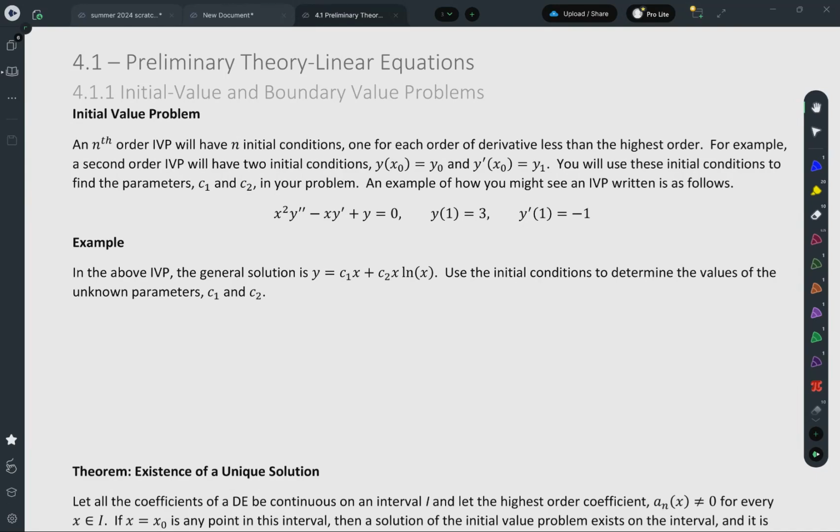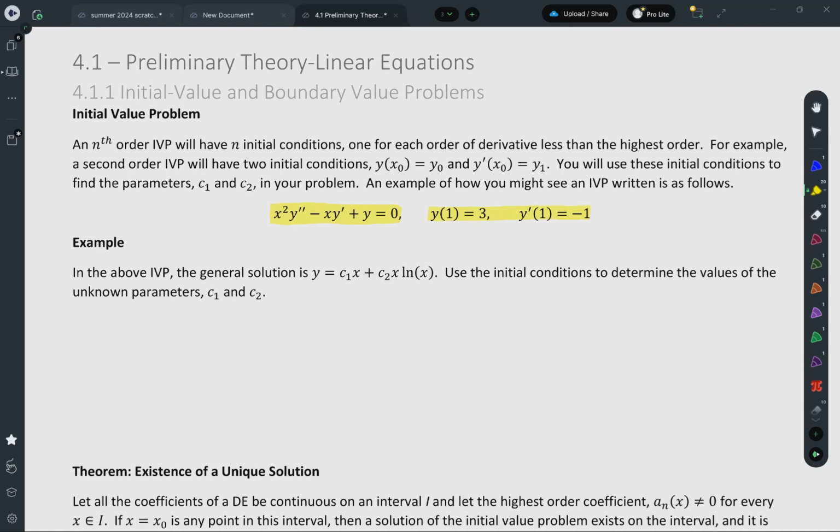So for example, I've got here a second order differential equation. If it's second order, then I would expect to have two initial conditions, one for the zero order derivative and one for the first order derivative. And that is indeed what I have, right? So we'll use these initial conditions in order to find parameters. And our parameters are typically going to be called something like C1 and C2.